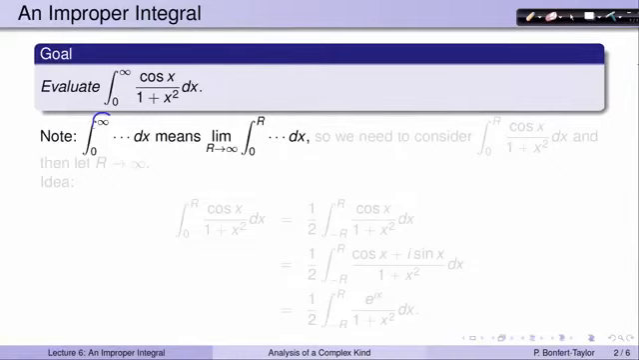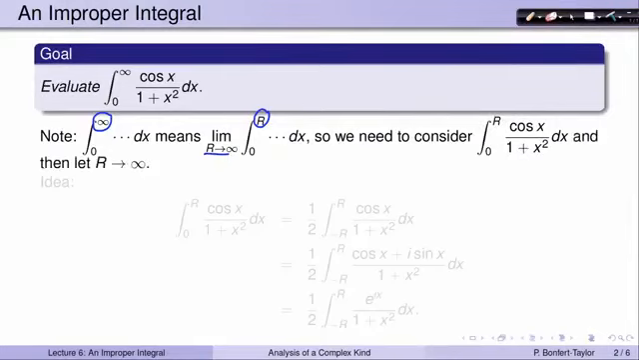First of all, when we write the integral from 0 to infinity, what that really means is we're taking the integral from 0 to r, where r is some large number, and we're letting r go to infinity. And so we need to consider the integral from 0 to r of cosine x over 1 plus x squared dx. Again, this is a real valued integral on the real axis. And then we need to let r go to infinity.